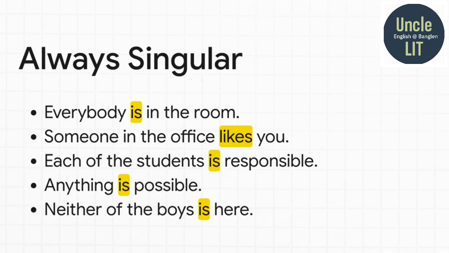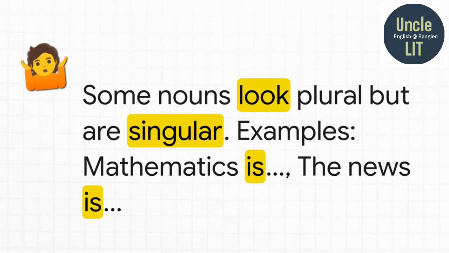And here's another group of these sneaky imposters, nouns that end with an S but are totally singular. You see this a lot with fields of study like mathematics or physics, or with words like news. They've got that S on the end, making them look plural, but they're really just one single concept.